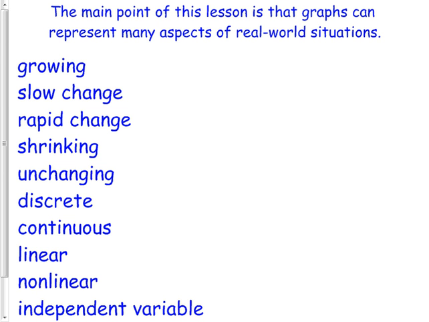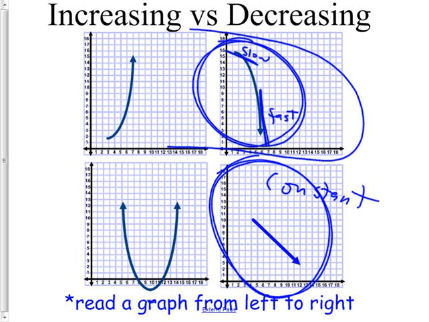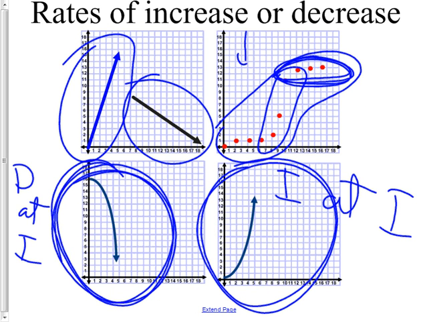The main point of this lesson is that graphs can represent many aspects of real-world situations. You know, growing, there's all kinds of things that can be happening in the real world. Some things are growing, some things are shrinking, some things are not changing at all. Discrete points on a graph versus not, this is an important point. Let me go back to this one. You get how this one had distinct points? That's called discrete. That's a discrete graph. That means that there's nothing in between the points. They're just like individual points. And there's nothing connecting them.